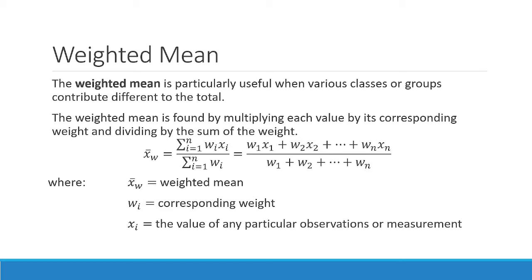So, we have here our weighted mean. So, wherein the weighted mean is particularly useful when various classes or groups contribute differently to the total. Ibig lang sabihin ito, yung mga values natin, or for a specific type of our data or classification of our data, we have different values. For example, it can be used for sweldo.